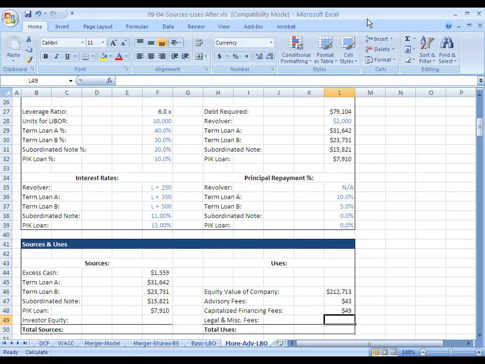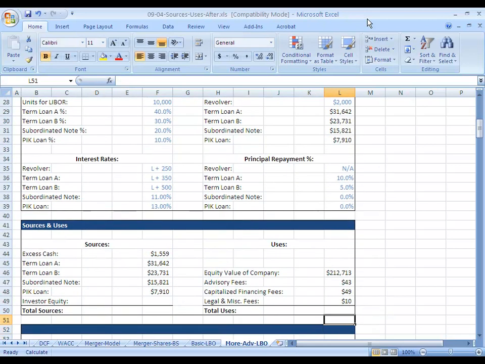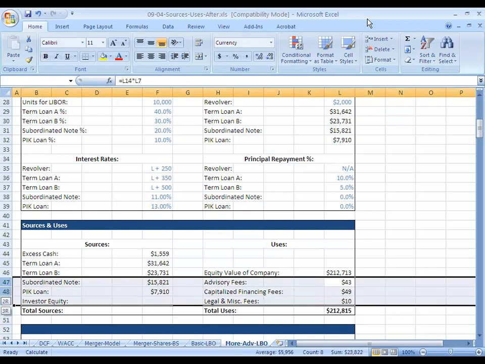And then for legal and miscellaneous fees, we're going to go up and link directly to the 10 million there. So we'll sum these up. We see it's very close. It's about 100 million higher than the equity value because of all these fees.